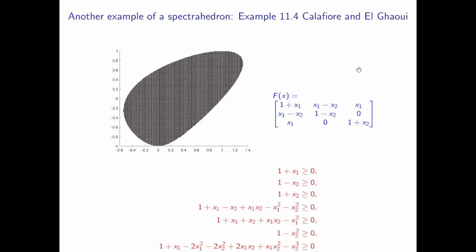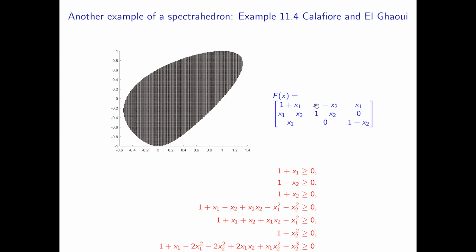Here is another example of a spectrahedron. This is picked up actually from your book of Calafiore and El Ghaoui, which you use as one of the books for this course. So here I just picked f of x to be this linear matrix pencil. The conditions on the coefficients x1 and x2, there are only 2 coefficients here, it's a 2-dimensional picture, for this matrix to be positive semi-definite can be figured out by looking at all the principal minors of this matrix. So they turn out to be a bunch of algebraic conditions. I wrote down all of them here.